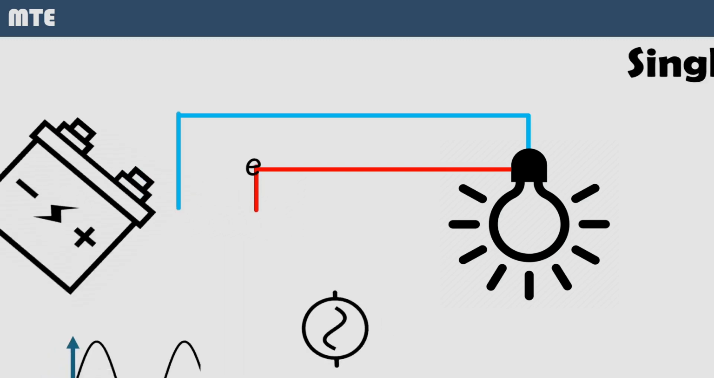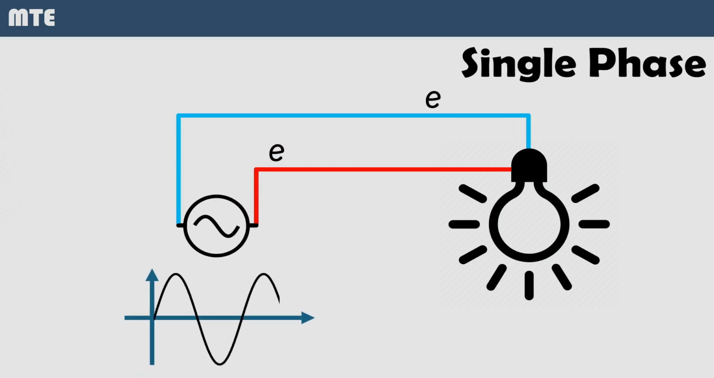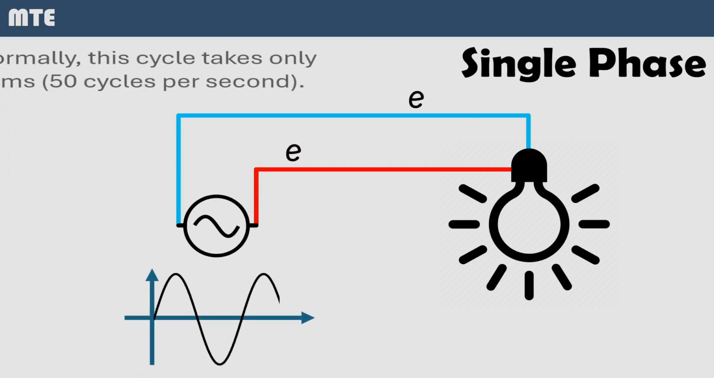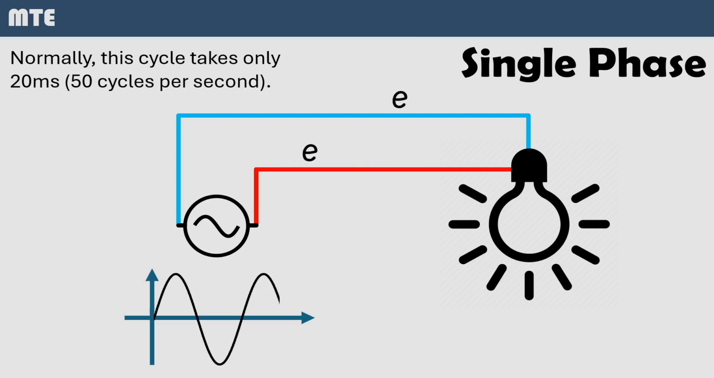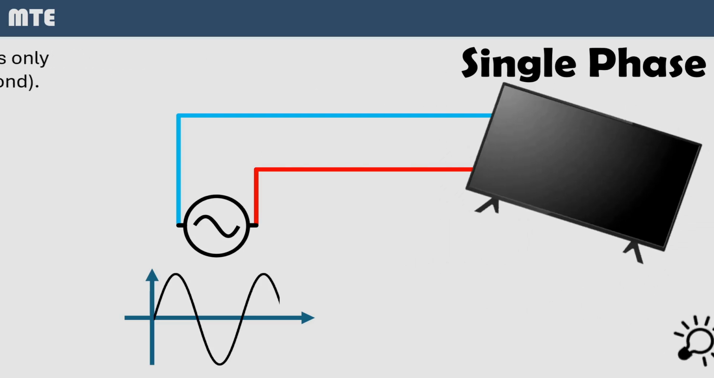It uses one alternating current that moves back and forth in cycles. The voltage rises and falls, providing power in waves. This is sufficient for smaller devices that don't need continuous high power such as lights or TVs.